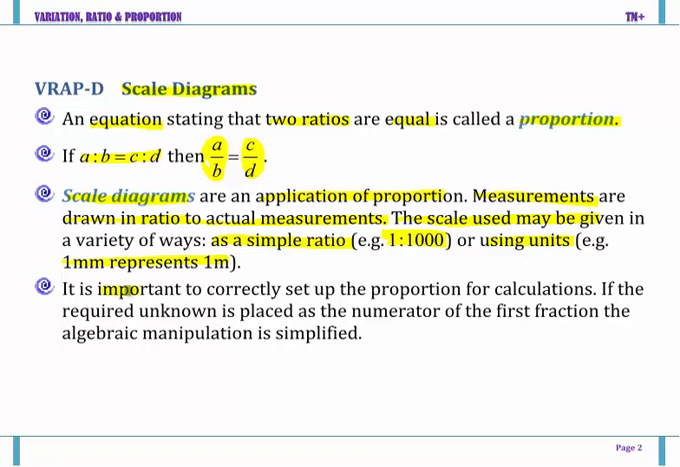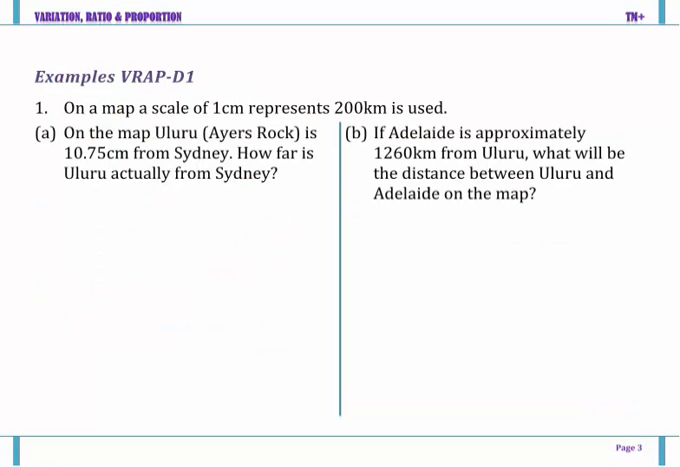It's important to correctly set up the proportion for calculations. If the required unknown is placed as a numerator for the first fraction, the algebraic manipulation is simplified. So let's see what I mean by that. Let's look at the example.